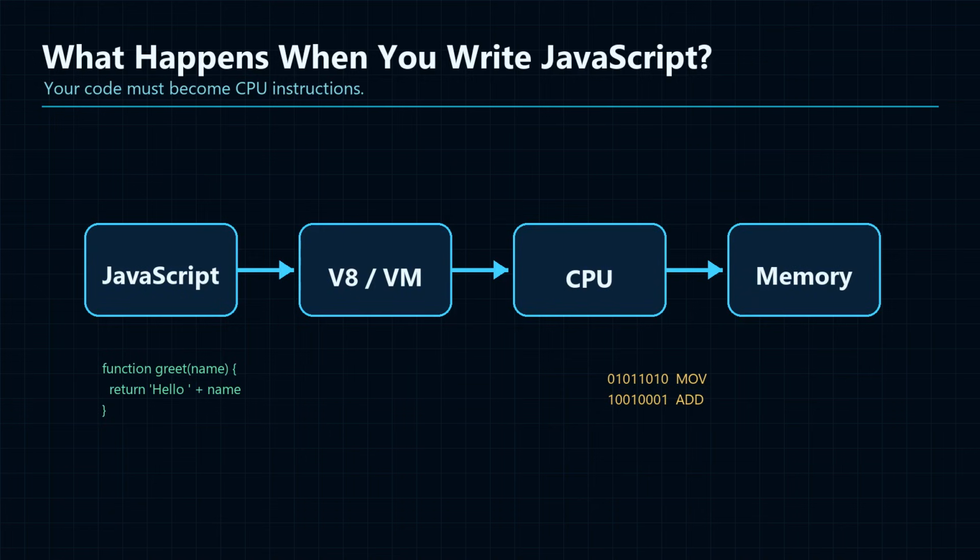Ever wondered what really happens when you write JavaScript? You type friendly code, functions, objects, arrays, and equality checks. But the CPU does not understand JavaScript. It only understands tiny low-level instructions.